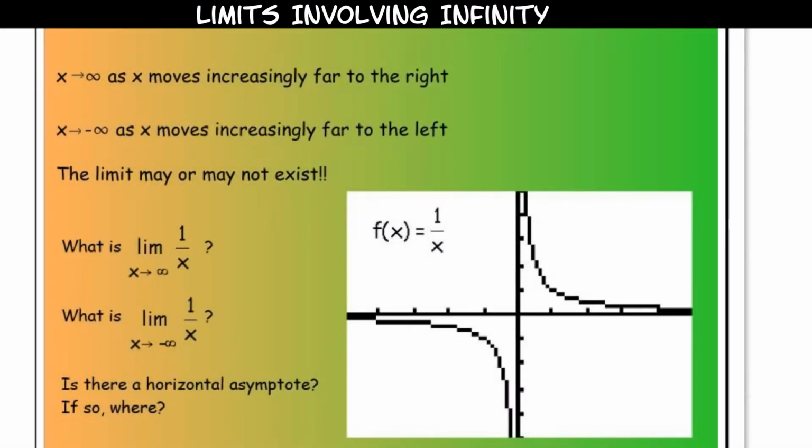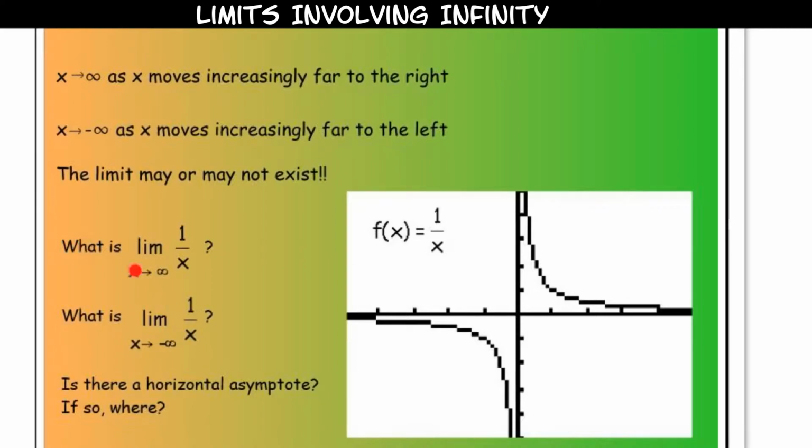All right, so solving limits that involve infinity. Notation, again, the way it looks, the first thing you see there is x. As x approaches infinity, that basically means as x moves increasingly far to the right, farther and farther to the right. As x approaches negative infinity, that means as x moves increasingly far to the left. Be aware that the limit may or may not exist depending on the situation, so be careful on that. So we have two examples right here.